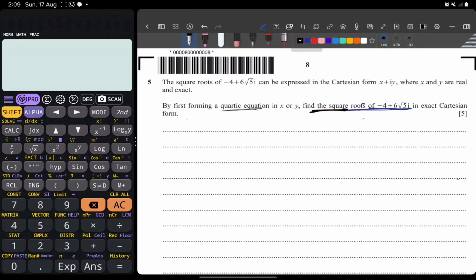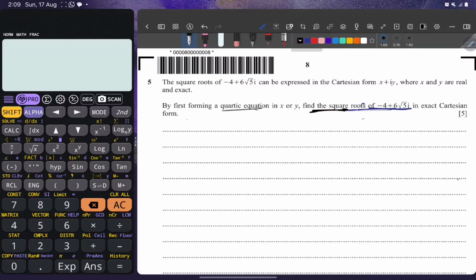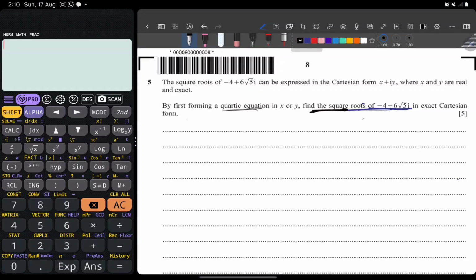So what you're going to do is, since they want the square root, you are going to create a complex number which is equal to the thing you want to find the square root of. So we want to find the square root of this. So we are going to say the square root of this will be equal to some other complex number. So you're going to say let x plus iy be equal to the square root which you want. You want the square root of this thing here. So it's the square root of minus 4 plus 6 root 5i. Now we are going to start.